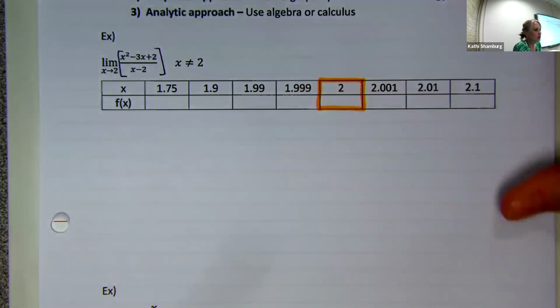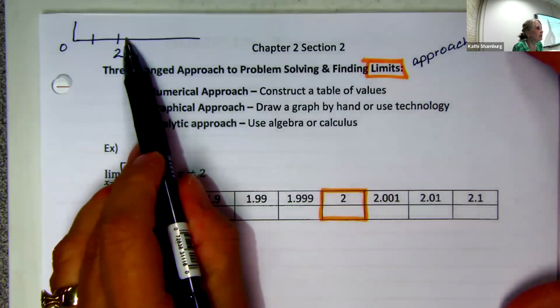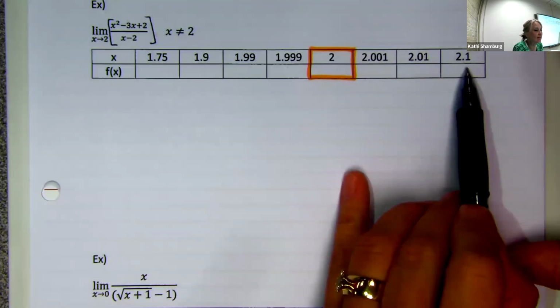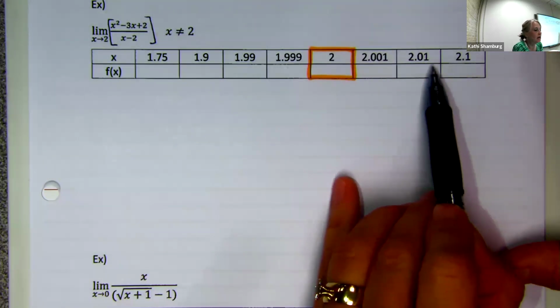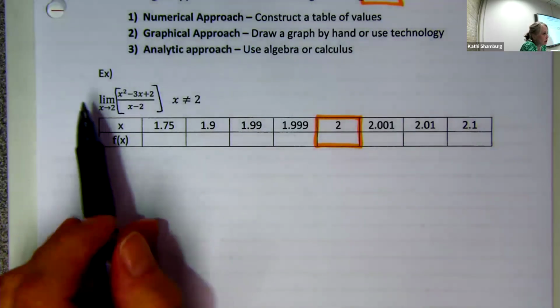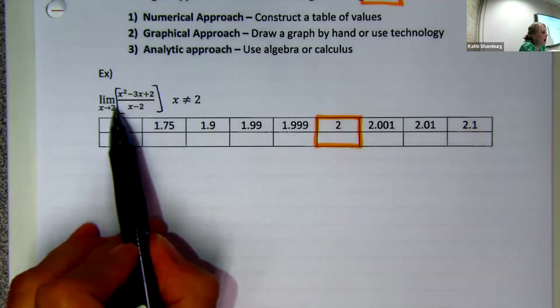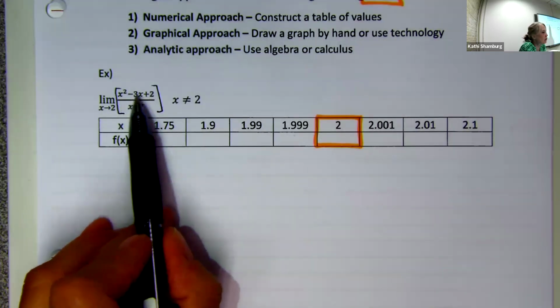All right, you can also have x values that approach 2 from the right. Those numbers are going to be slightly larger. So that's why I have 2.1, and then I'm going to get closer to 2, and then even closer to 2. Okay? All right, so if I were to look at this as a graph, this is what I would put into Desmos and graph.